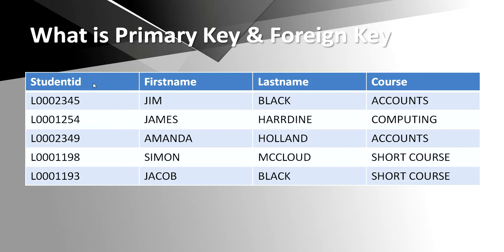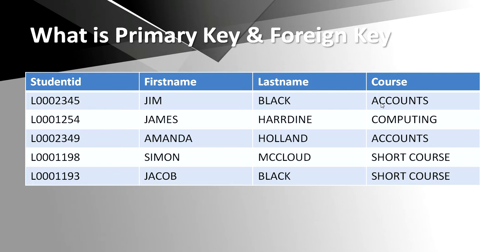For example, I'm having this student table where I have stored student ID, first name, last name and course. If you see this table carefully, there are a few problems. See, there are 5 students. Let us imagine we have records of, let's say, 50,000 students who are opting for the courses. Many of them have opted for accounts, many of them opted for short courses and computing, and so on.